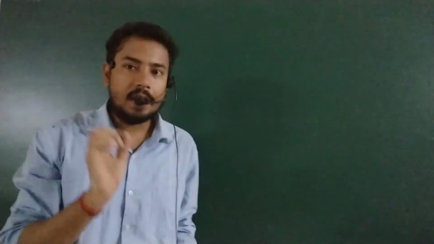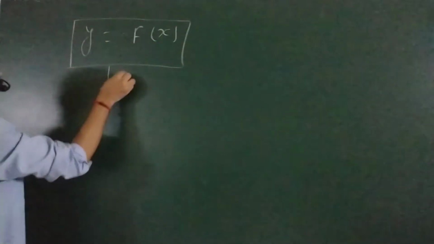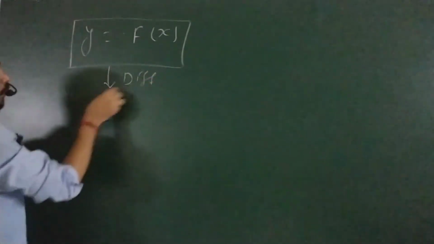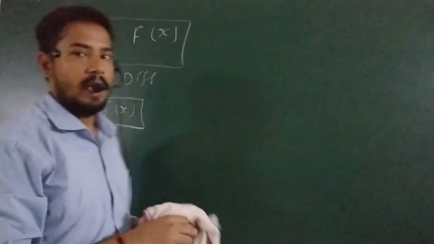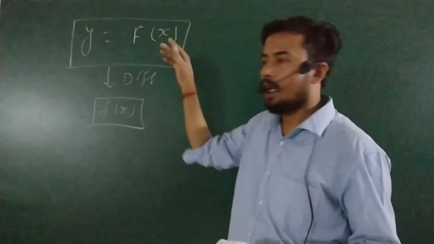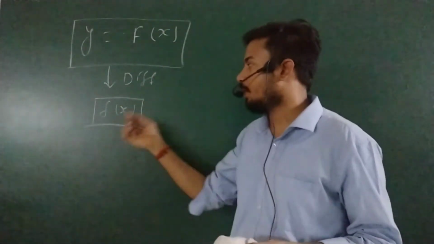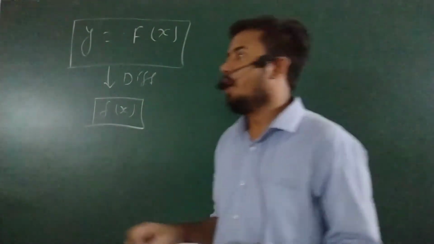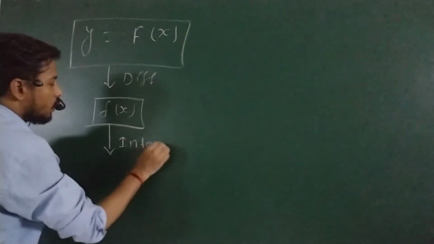So first of all, tell me, suppose that we have y is equal to capital F of x, right? If I do differentiation, suppose I get a small f of x. Try to understand. Suppose we have the function y is equal to capital F of x. I did this differentiation and I got another function, a small f of x. Done? Okay. If again I do integration, then what should be the result?